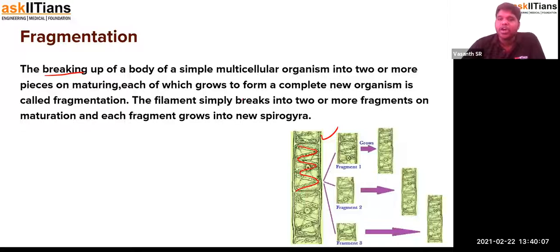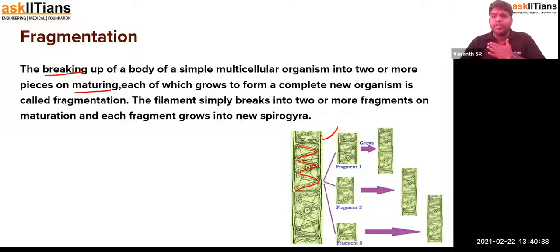This organism will undergo fragmentation only upon maturation. I repeat, maturation. So what is maturation? It needs to grow up to a particular size, and only after that the cell will divide into multiple cells, and each cell that is divided will form a new organism. Once it matures, they all divide again, so it proceeds further, one after another. That is called fragmentation.